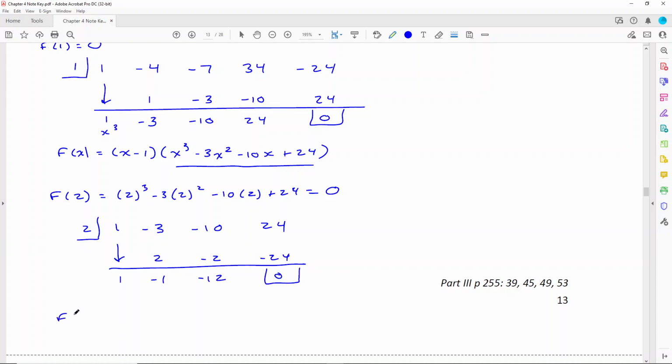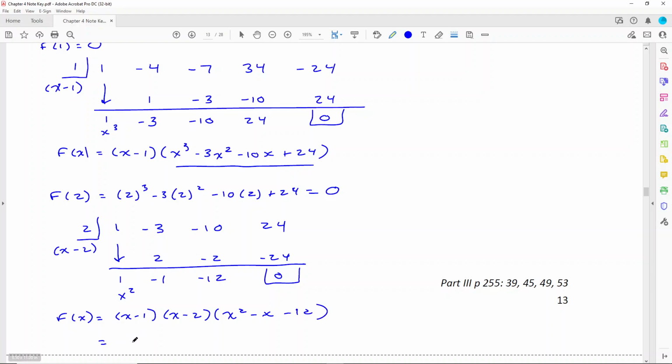So now my polynomial function has been factored down to x minus 1, which I got from here. And now I have x minus 2, which was my 0 from here. So this gave me my factor of x minus 2. This one gave me my factor of x minus 1. And then I'm left with, I did a cubic function divided by x, so it's going to start with x squared. I've got x squared minus x minus 12.